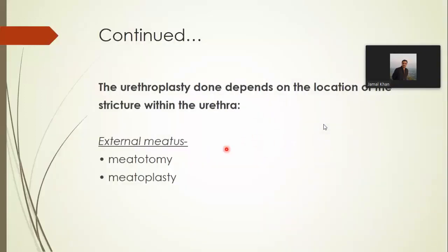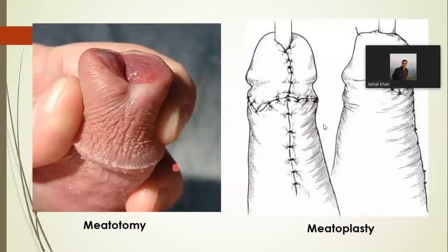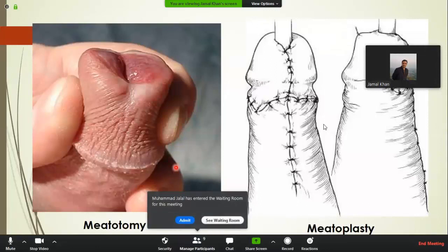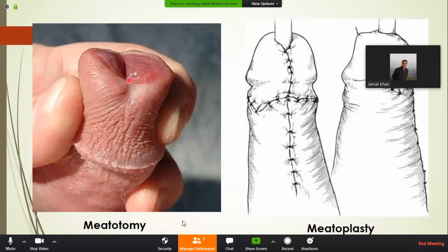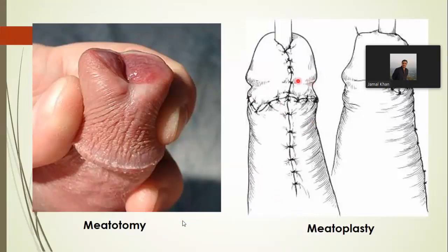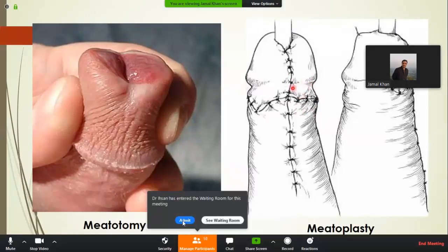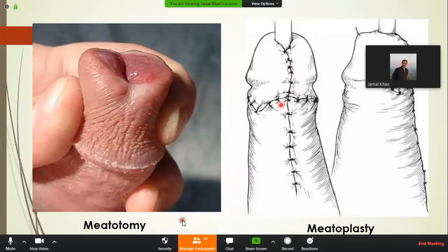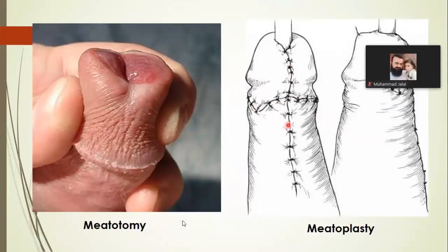The urethroplasty depends on the location of the stricture within the urethra. External meatus, meatotomy and meatoplasty. The meatotomy is the surgery done to widen the external meatus. This is a surgery in which the end of the penis is surgically opened and the edges are stretched.